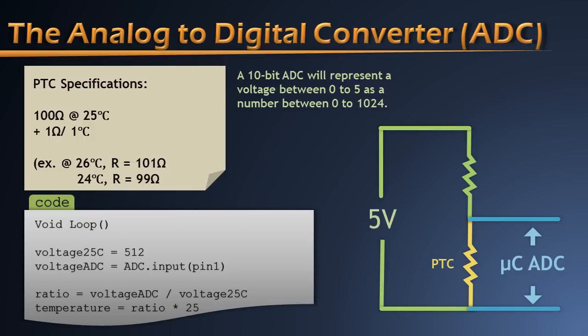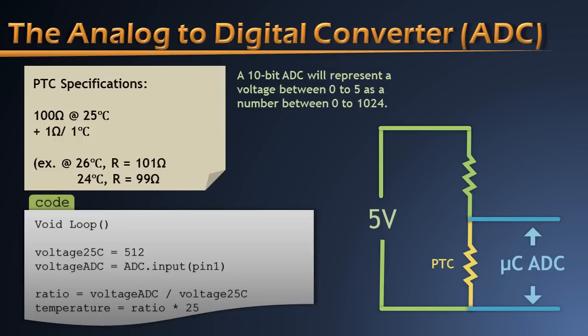Now we're going to throw the PTC into this circuit over here, which is known as a voltage divider. And we'll measure the voltage across that PTC. The voltage across that PTC will be directly proportional to the temperature in the atmosphere, or whatever it's measuring the temperature of. So that is awesome. And we also have a couple key facts over here in our PTC specifications. Knowing this, we can write some code that can convert the voltage measured across the PTC to a temperature.